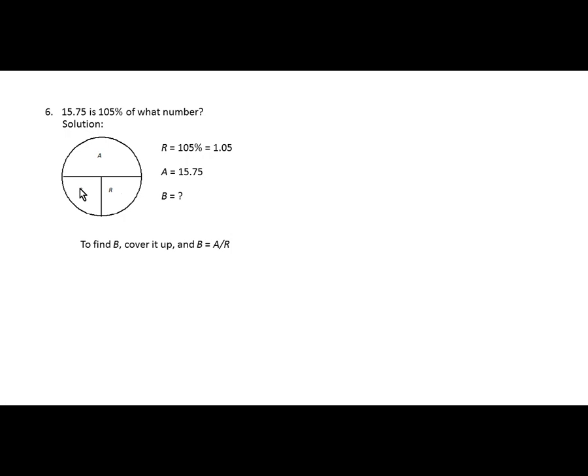Now notice our percent is bigger than 100%. So the part, the A, will be bigger than the whole. The A will be bigger than B. So I'm looking at 15.75 divided by 1.05. You get 15.